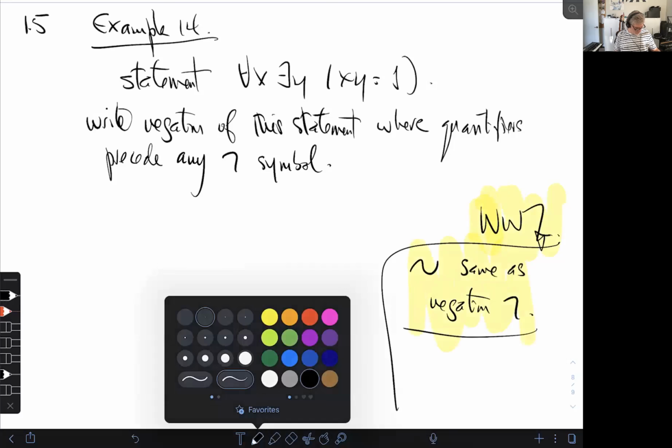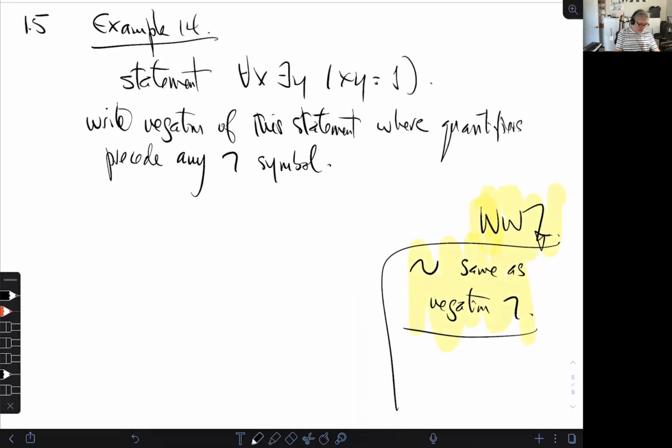All right. Okay, so I want to negate: for every x there exists a y such that xy equals 1. I'm going to do it mechanically, but we'll try to keep track of the meaning of the whole thing, and I think this is important. So, the negation of for all x there exists a y such that xy equals 1. I want to have my quantifiers in the front.